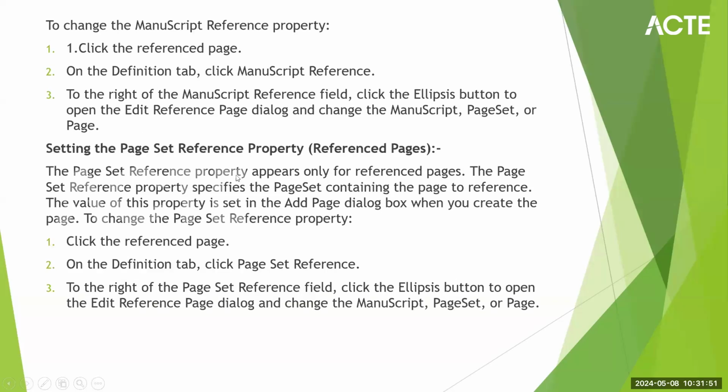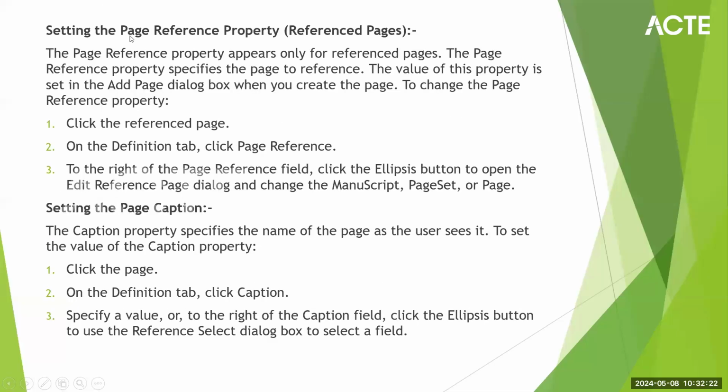So how do you do it? Click on the referenced page on the definition tab. Click manuscript reference. To the right of the manuscript reference field, click the ellipsis button to open the edit reference page dialog box and change the manuscript, page set and page. You need to do the same for the page set as well. This is for pages, this is for page set, likewise this is for caption and this is for page reference.